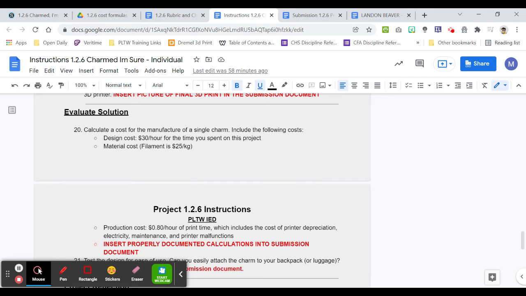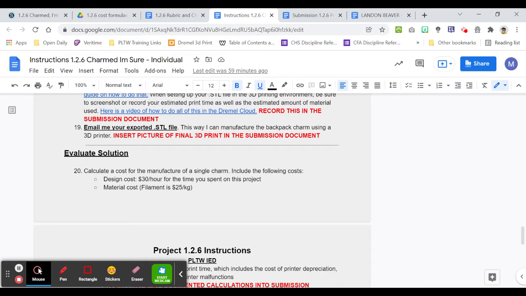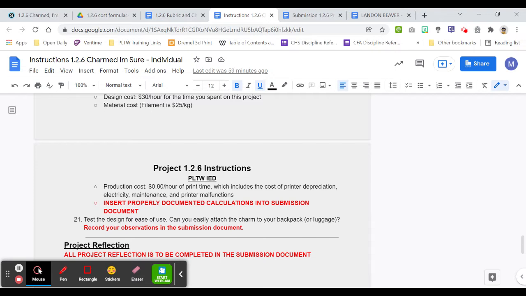Hello, we're here with the Evaluate Solution section of Project 126. A quick note for step 20: I recommend you complete that after you've done step 18, but before 19 is finished. The reason is I have to 3D print step 19 for you, and that's going to take some time, but you don't need your actual part to complete step 20. So go ahead and do this. Then when you get your 3D part back, you can finish 19 and 21.